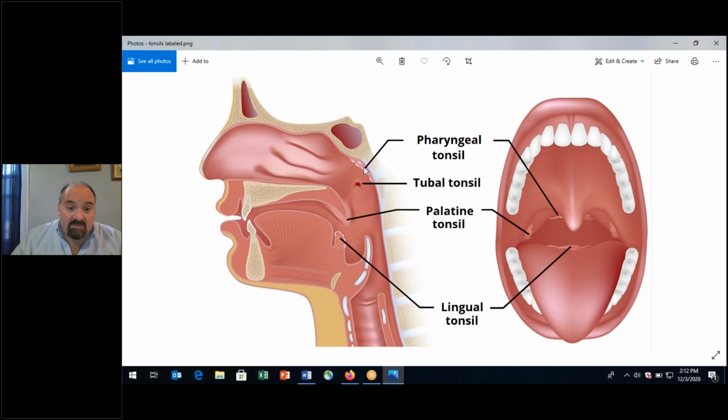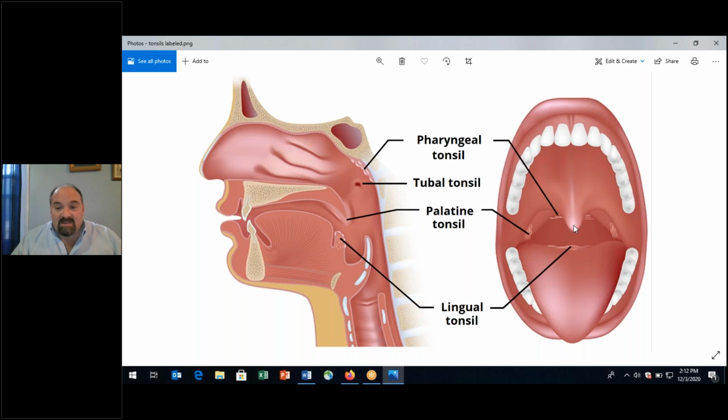So we have here the pharyngeal tonsil at the posterior aspect of your nasal cavity. Here's your nasal cavity. The pharyngeal tonsil is also known as your adenoids. And the palatine tonsil is primarily known as the tonsils. When you're speaking of your tonsils, this is what you're speaking of, these structures right here.